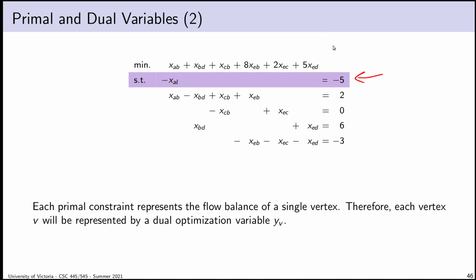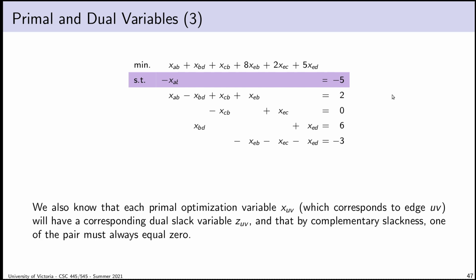Now I want to skip back to the slides that I jumped over. We know that each of our constraints in the primal LP represents the balance of one vertex. And because of the way duality works, there will be one dual optimization variable, one of our y's, for each of these constraints, and it'll correspond to that vertex. This is the row for vertex A, so we'll call that variable ya. We also know that we've got these primal optimization variables xab, and there should be a corresponding dual slack variable zab as well.